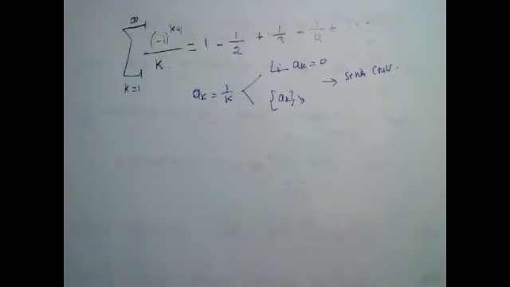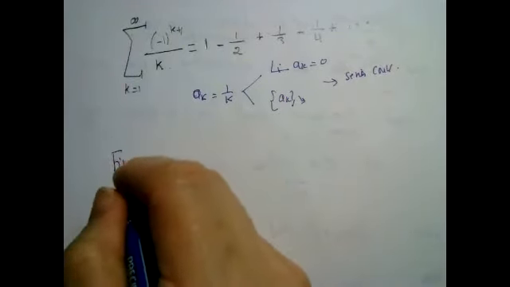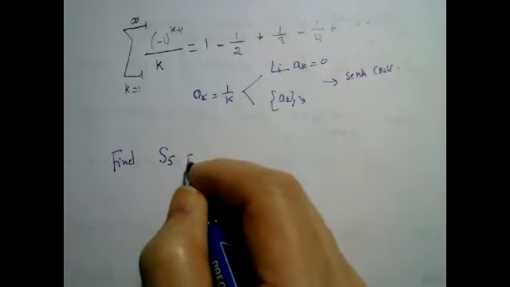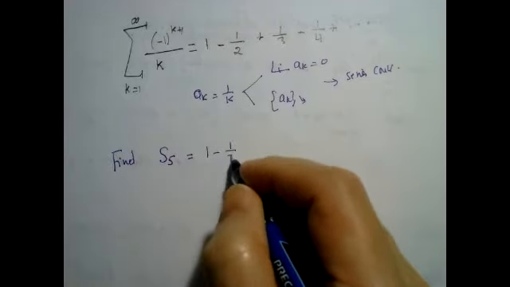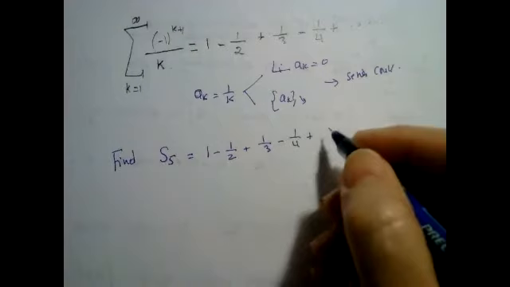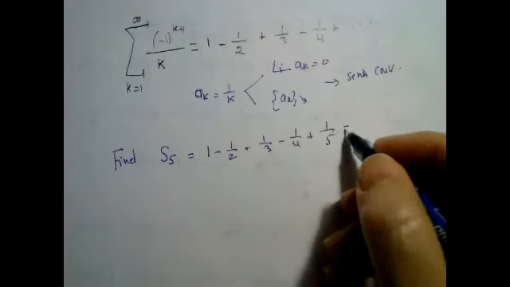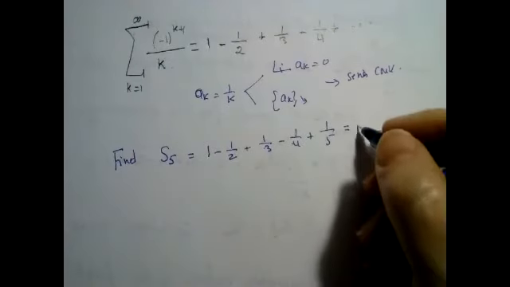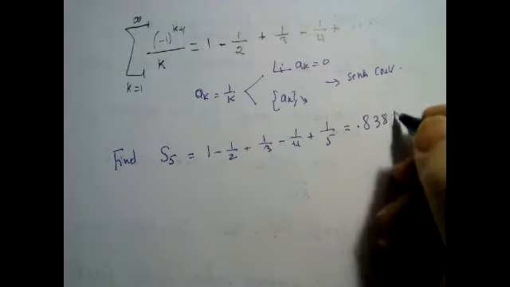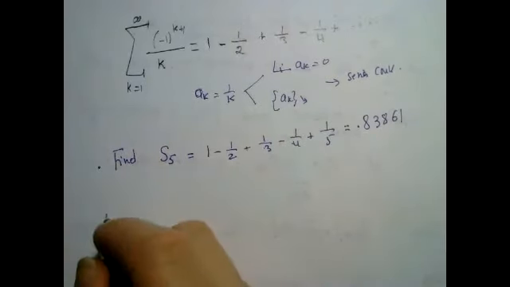Okay. So the first question is find S5. It means the sum of the first 5 terms. So it's 1 minus a half plus a third minus a fourth plus a fifth. 1, 2, 3, 4, 5. We just add them, nothing more than that. That's S5. Okay. Now question number 2 is the following.